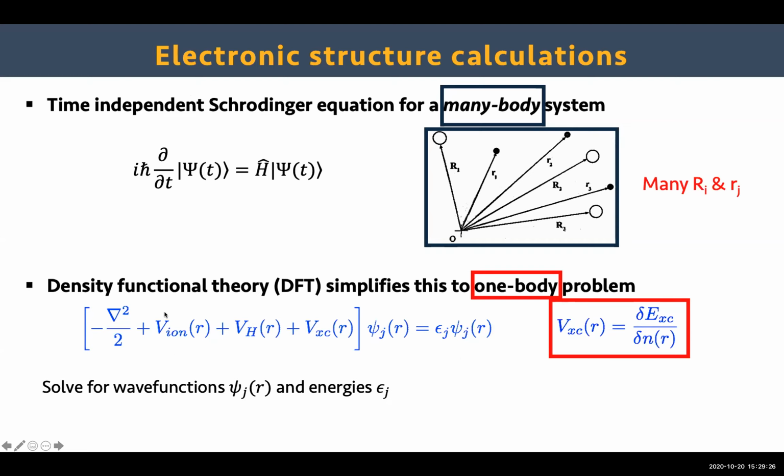And as Glenn mentioned, DFT is a popular approximation to simulate the electron-electron interactions, which turns this problem into a one-body problem. What you're doing here is shoving all these electron-electron interactions into this V_XC, which is the exchange correlation term. This becomes an eigenvalue problem where you solve for the epsilon j's, which are the eigenvalues, and the psi j's are the eigenvectors of this differential equation.